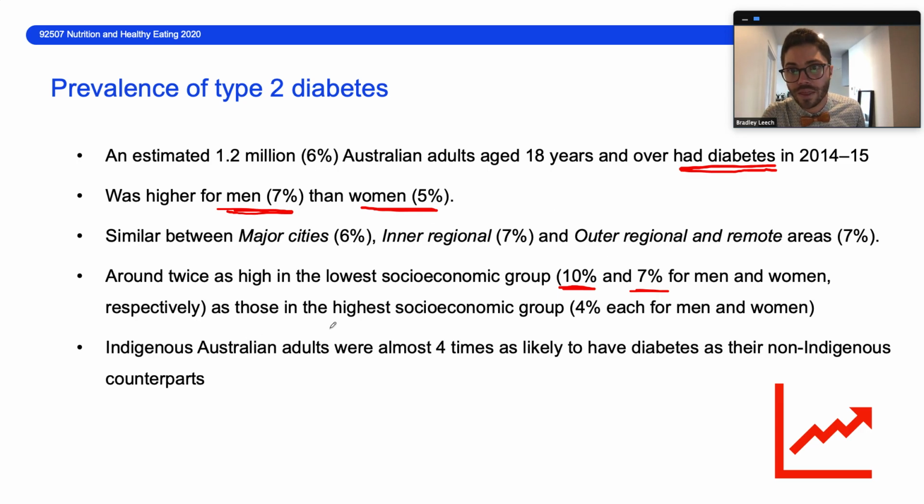However, if you look at the higher socioeconomic groups, it's 4% each. So it's actually lower than the total reported in Australia. Now, this is a big one. I put a little flag next to this one right here. Indigenous Australians were almost 4 times as likely to have diabetes in comparison to non-Indigenous individuals. So not only are Indigenous Australians at a greater risk of type 2 diabetes, we've also seen that they're at a greater risk of cardiovascular disease.